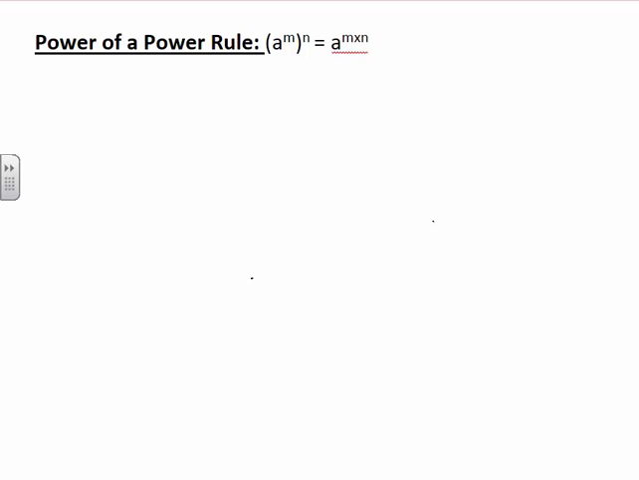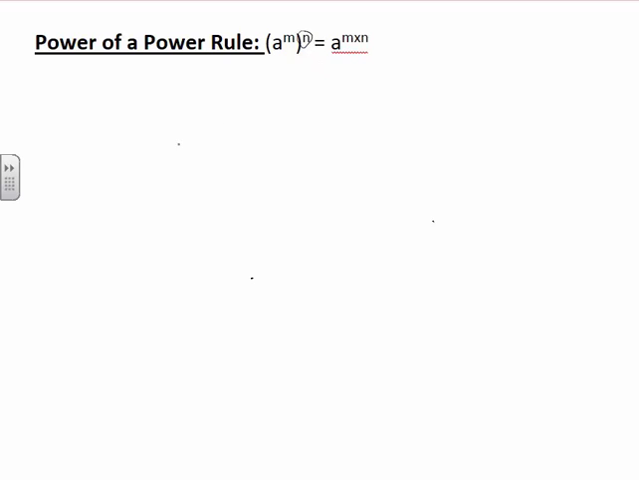And our final rule is the power of a power rule. So anytime you see an exponent raised to an exponent outside of the bracket, you would use this rule. And you would do it such that you just multiply the values of both the exponents.